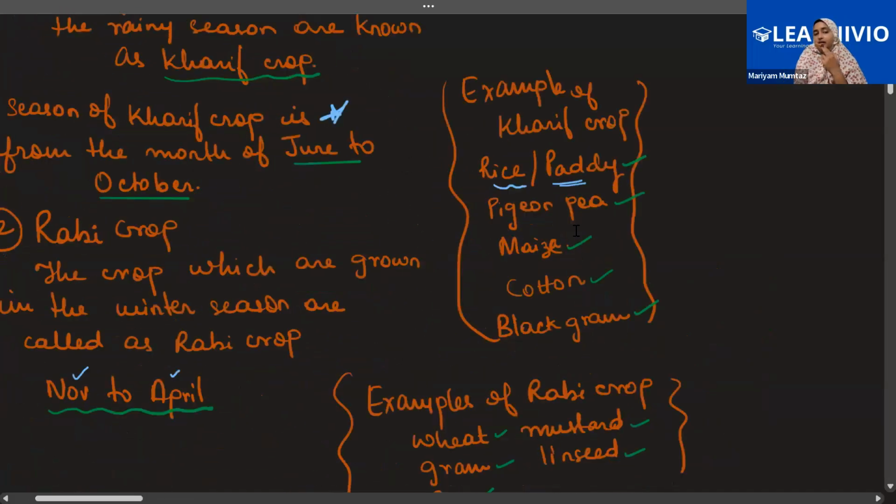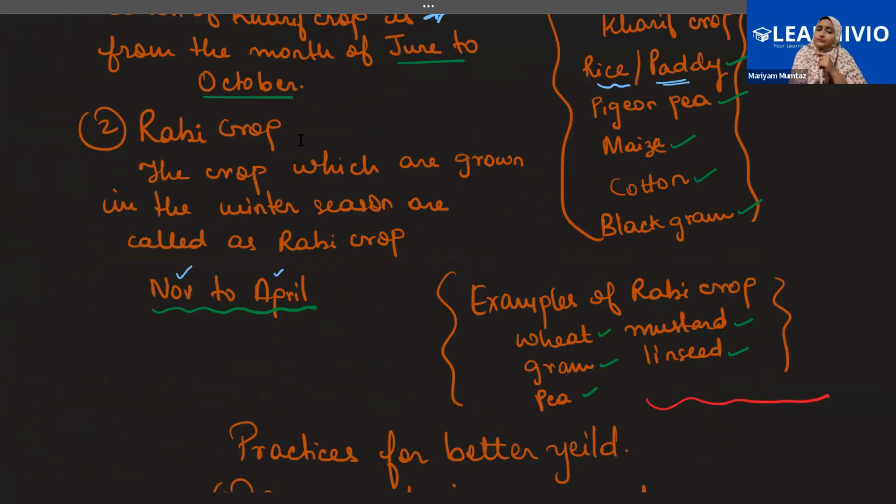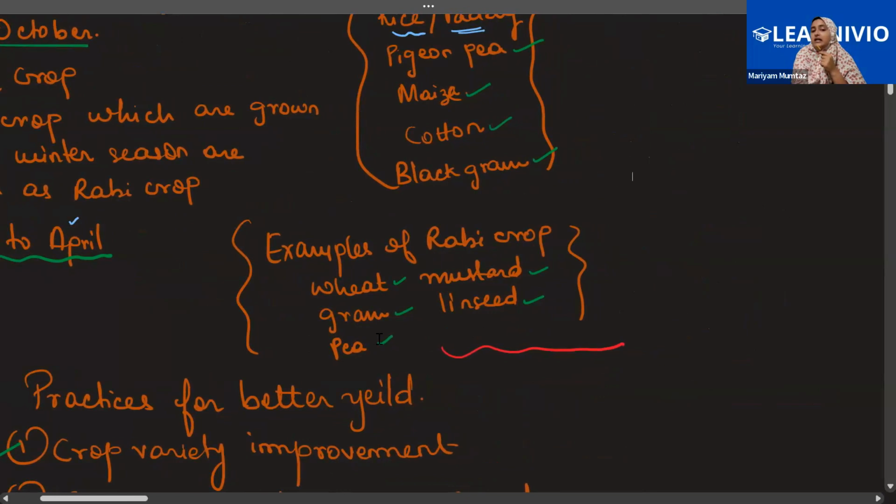Then come the rabi crops, which we talked about, like they are the ones that are grown in the winter season. So their season is from November to April. Examples for the rabi crop are wheat, mustard, linseed, gram, and pea.